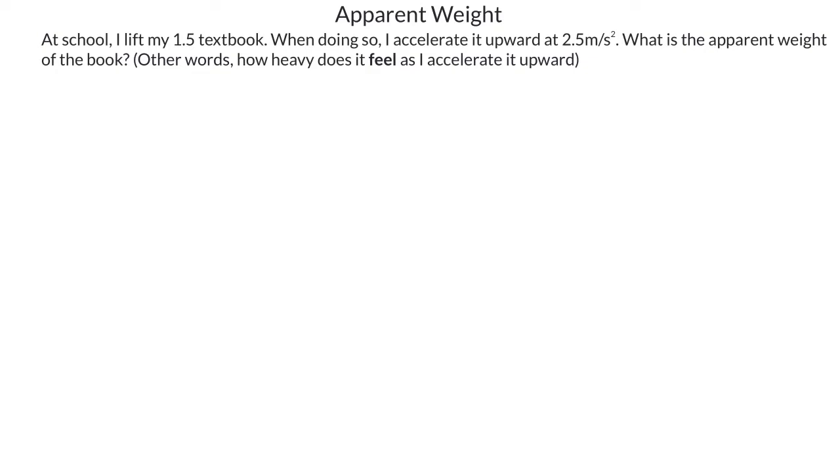Okay, so it says at school I lift my 1.5 kilogram textbook, and when doing so I accelerate it upward at 2.5 meters per second squared. So there's a moment where you grab hold of the textbook and you pull up. And in order for you to start moving it upwards, you have to be stronger than gravity. If you are exactly the same strength as gravity, that means that you just have exactly balanced it out, and the textbook doesn't start moving yet. It needs to accelerate upwards. So you're pulling it fairly strong so that it's going to accelerate upwards. Maybe that doesn't last for very long, but there's a period of time where you accelerate it upwards.